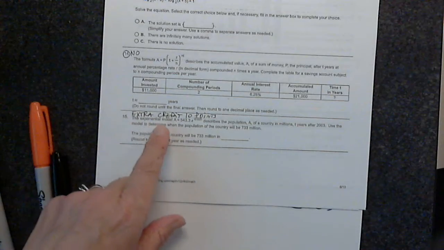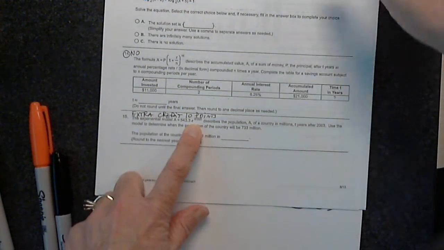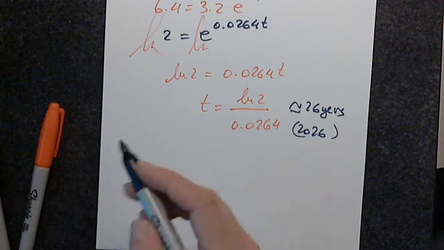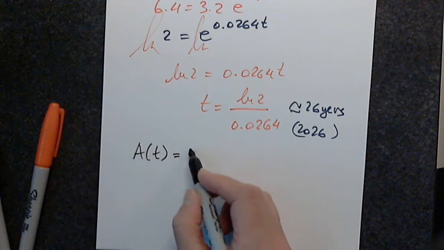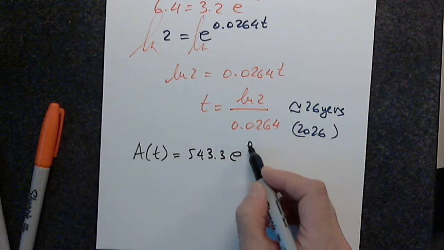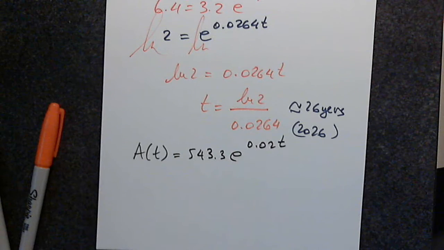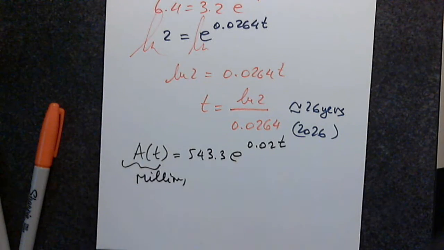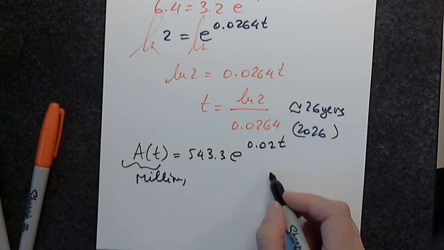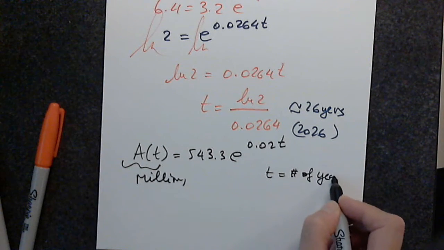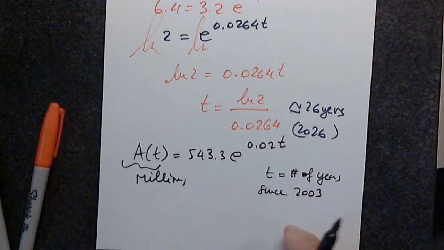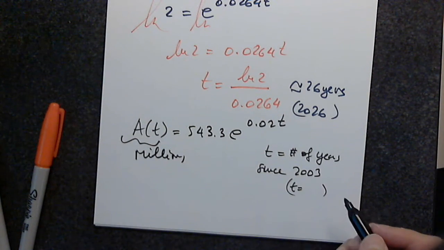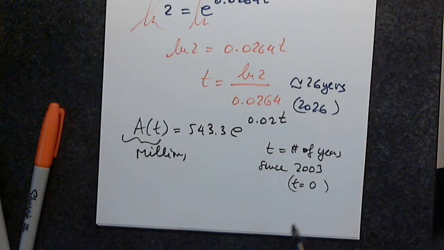Here it is. The exponential model. I don't like the fact that they don't put A of t, so I'm going to put A of t. A of t equals 543.3 e to 0.02t describes the population of a country in millions. So there's millions. t years after 2003. t is the number of years since 2003. What is t for 2003 then? 0. Perfect.